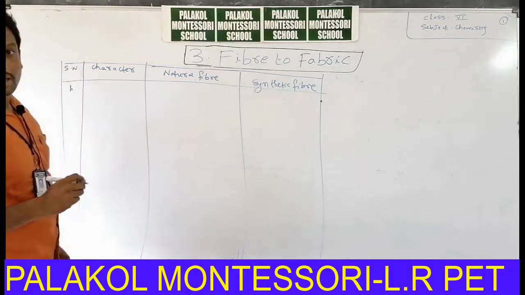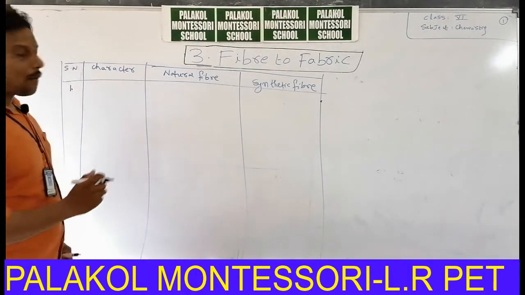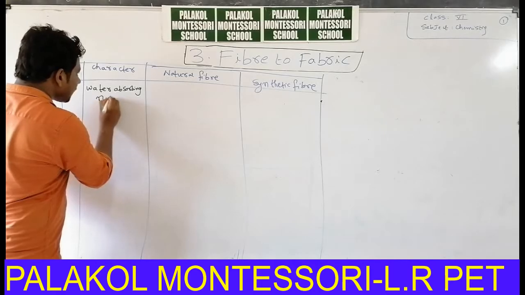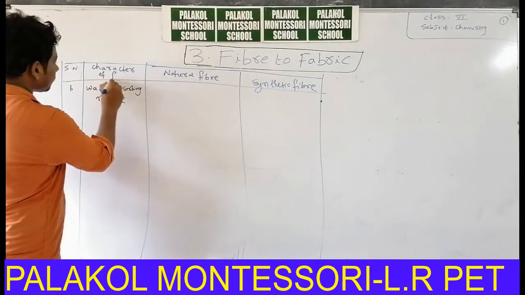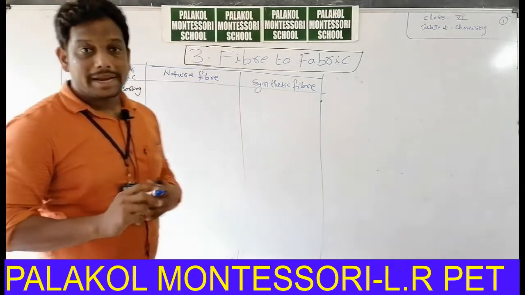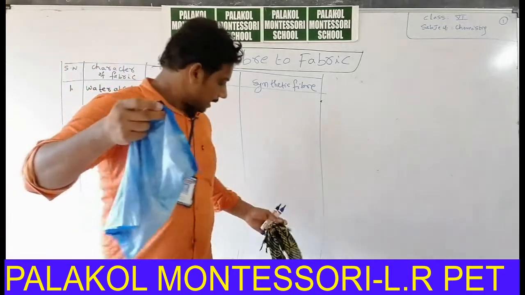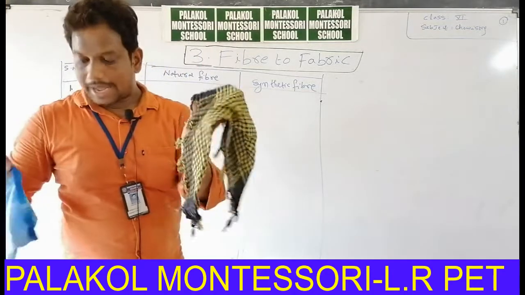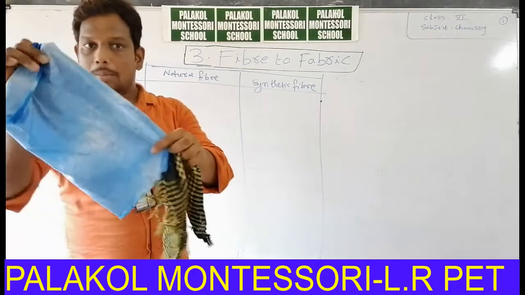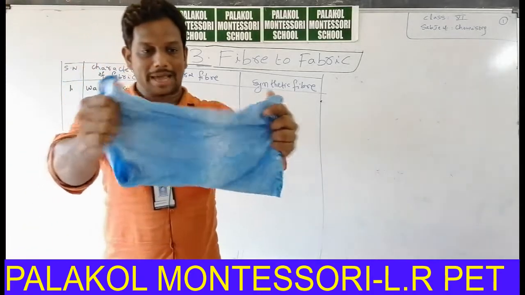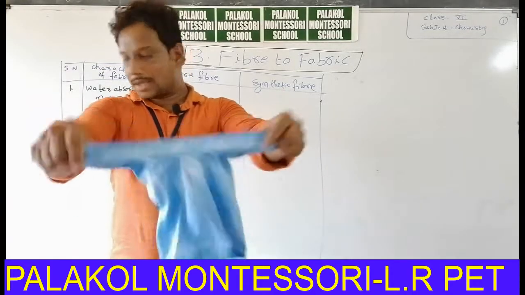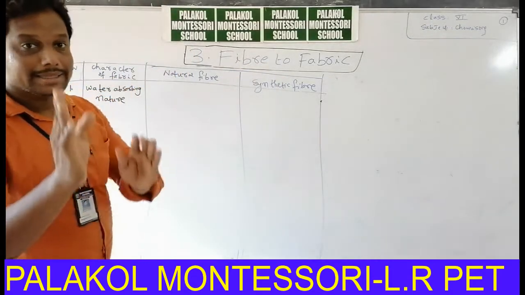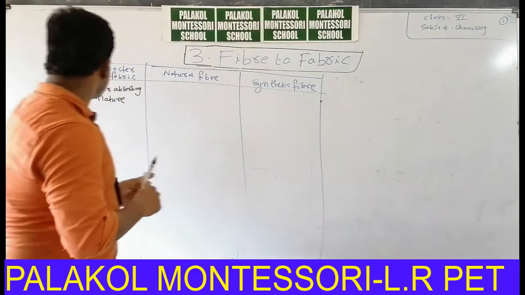First we start with the first character, water absorbing nature. Character of fabric, nothing but cloth. Say for example, these two are different types of cloth. One is made from cotton fabric, another is made from some other fabric, silk or polyester. If you observe, this one has some elastic character, but this one does not have any elastic character. So we will discuss this type of properties in this particular table.